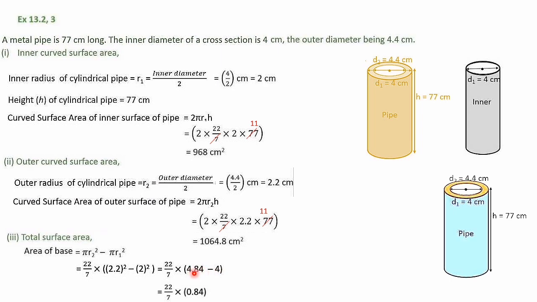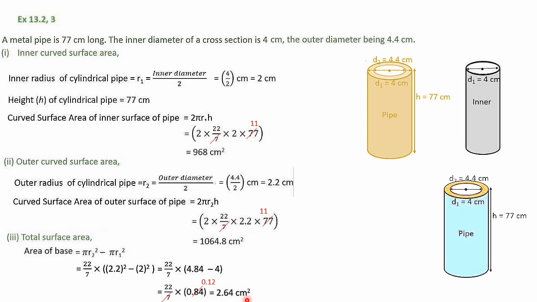When we subtract these two numbers, we will get 0.84. 7 and 0.84 we can easily cancel. We will get 0.12. Here 7 ones are 7, balance 1, 42, 12 times. So 0.12. Then 22 into 0.12, you must multiply it. You will get the answer 2.64 centimeter square.